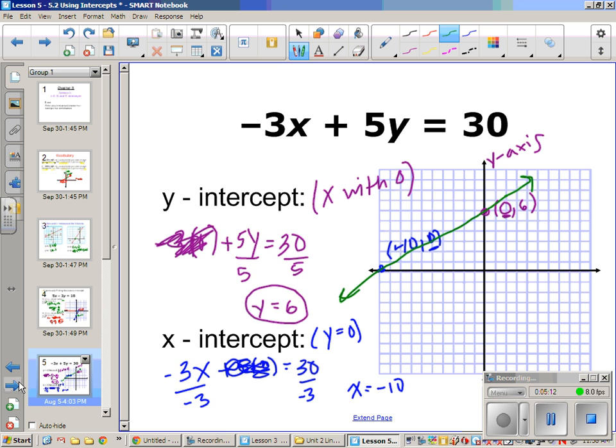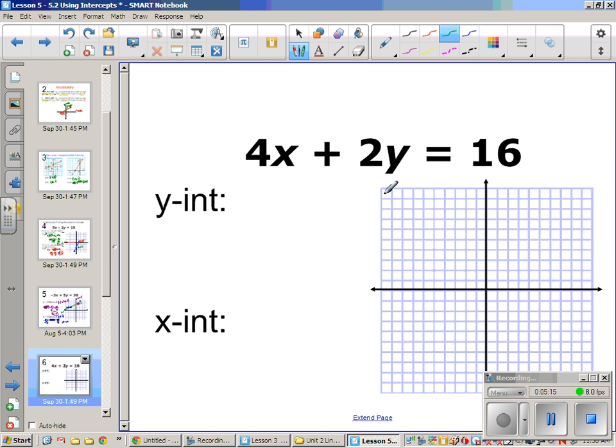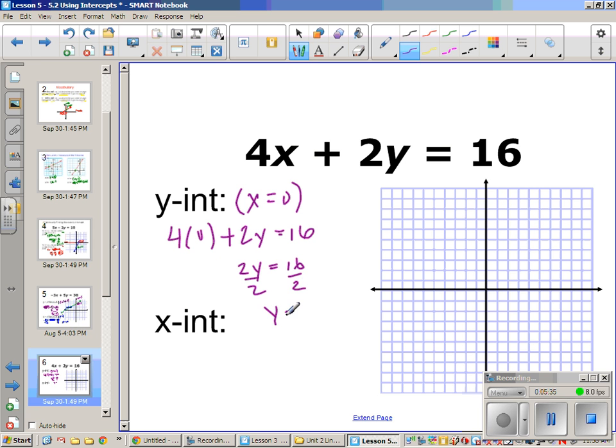Okay, right, we have one last one: 4x + 2y = 16. Pause the video, find the y and the x-intercept. So I'm going to start with y, and again, that means x = 0. You should be thinking that in your head. So I'm replacing x with 0. I'm left with 2y = 16, divided by 2, y = 8. So this is the coordinate again, (0, 8), because the x-coordinate for every y-intercept is 0.